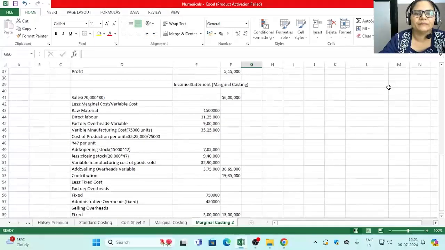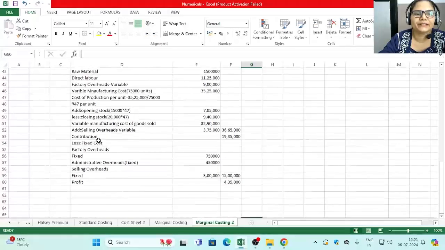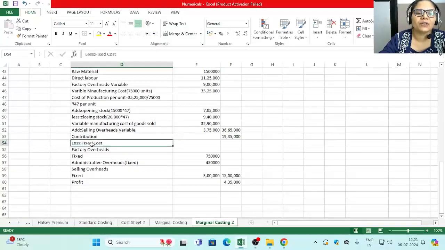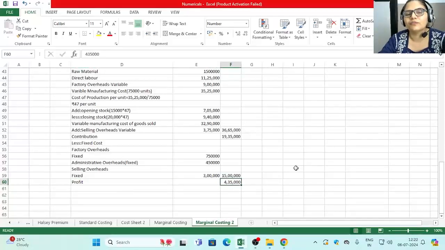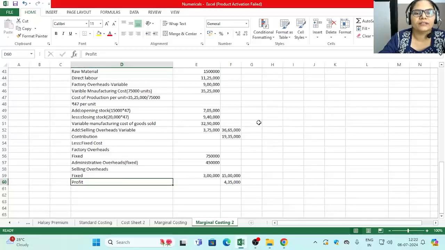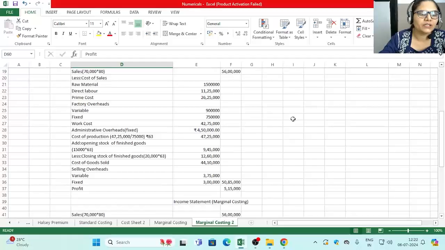I'll brief it up again. Sales is 56 lakhs. From it, we will deduct all variable costs we have already discussed. We will finally get the contribution. From contribution, we will deduct all fixed costs: factory overheads, which are fixed, administrative overheads, fixed value, selling overheads, fixed value. And we will add on all these values, and from 19,35,000 we will deduct this contribution minus fixed cost, which will give you a profit of 4,35,000. So this is how we got the profit under marginal costing.